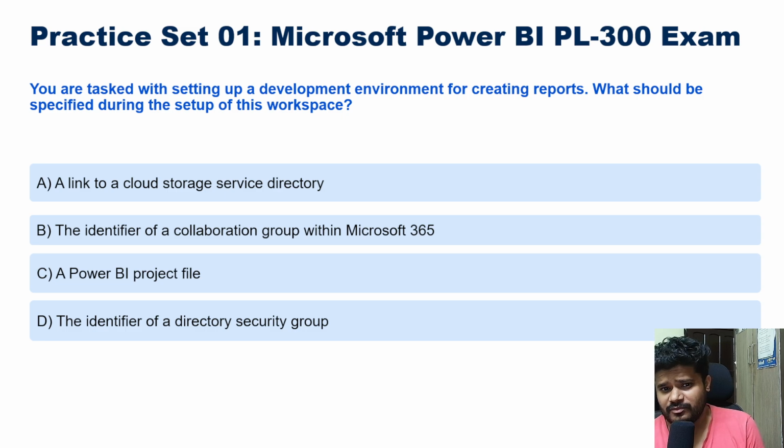So you are tasked with setting up a development environment for creating reports. What should be specified during the setup of this workspace? Option A, a link to a cloud storage service directory. Option B, the identifier of a collaboration group within Microsoft 365. Option C, a Power BI project file. Option D, the identifier of a directory security group.